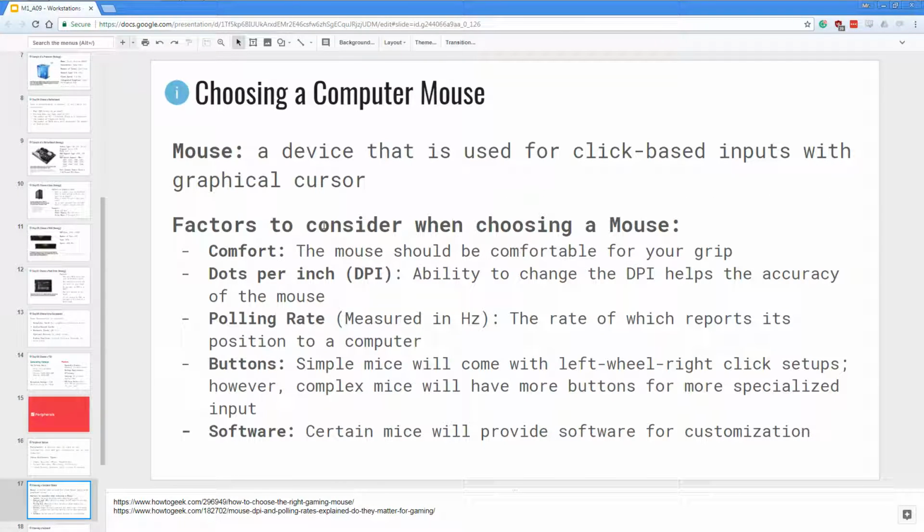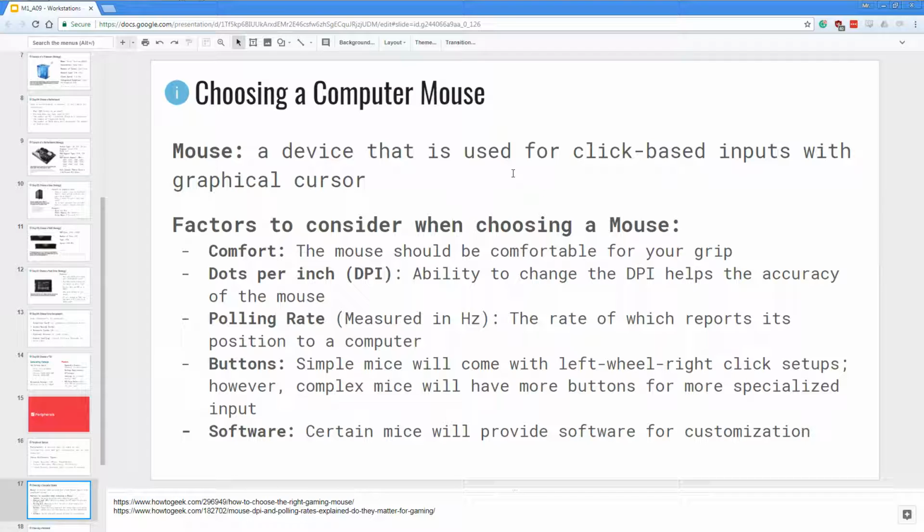A mouse is a device that is used for click-based inputs with a graphical cursor, just like this one. So factors to consider when choosing a mouse: first is comfort. The mouse should be comfortable for your grip. Then we look at DPI, which is dots per inch. It's the ability to change the DPI so that you can adjust the accuracy and the sensitivity of your mouse as you move it around the screen.